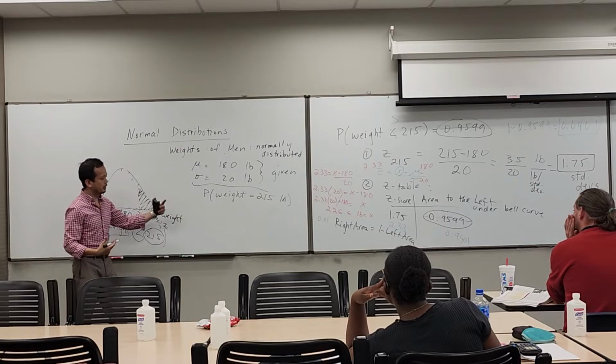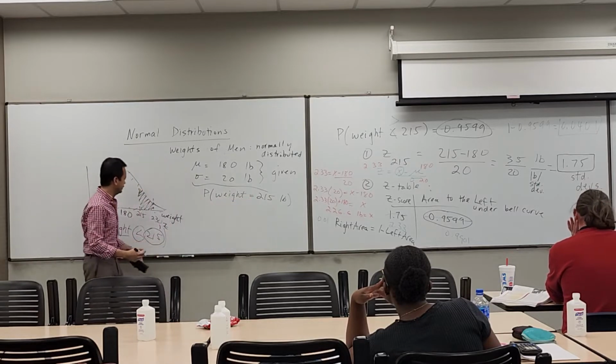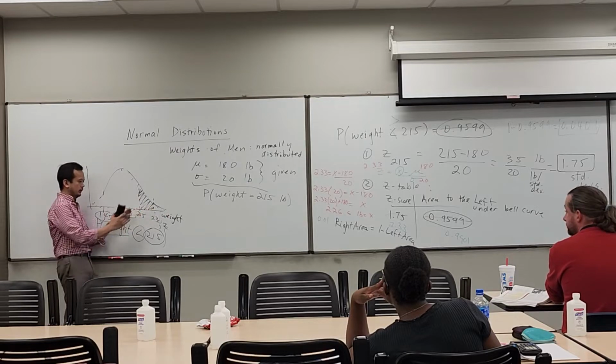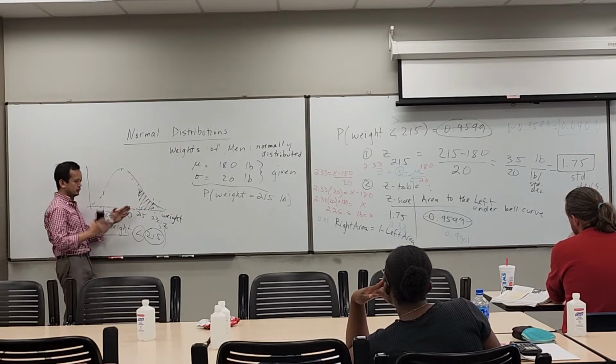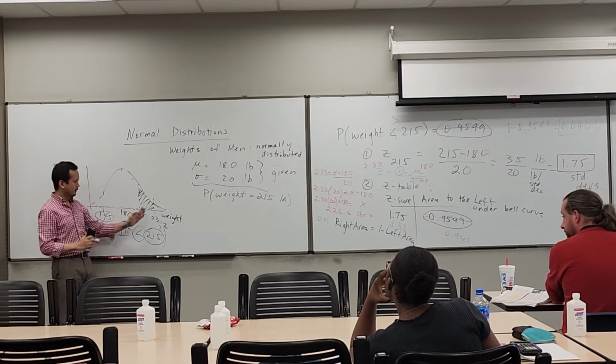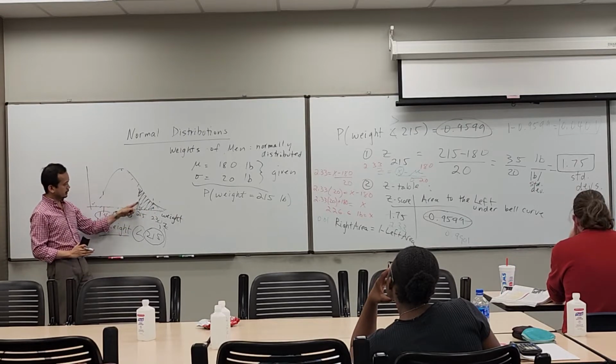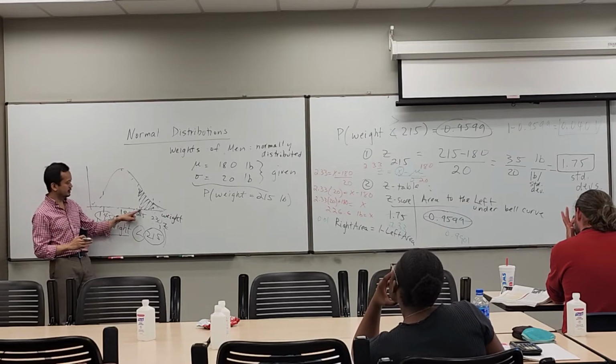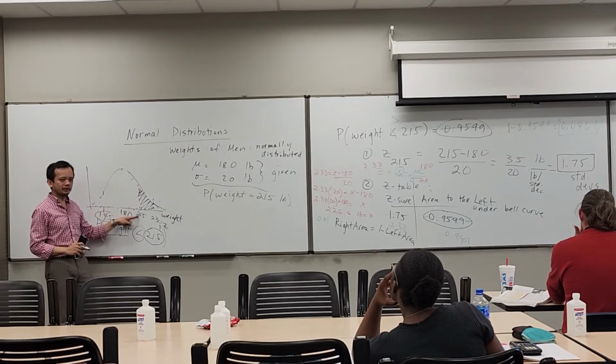But now if we want to find the probability that he weighs exactly 215, basically this region here between 215 and 230, imagine these as walls and they collapse into each other. And once they collapse into each other, you want to find the area in between those walls at exactly 215. So what would that area be?